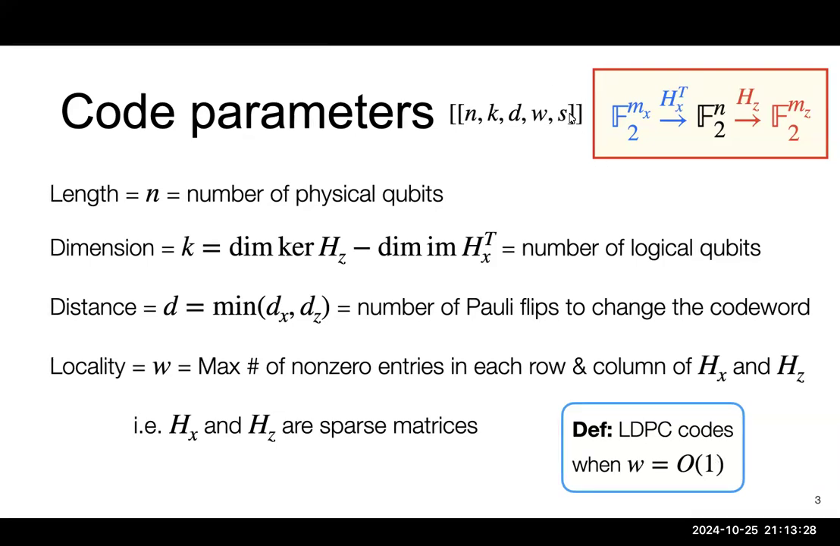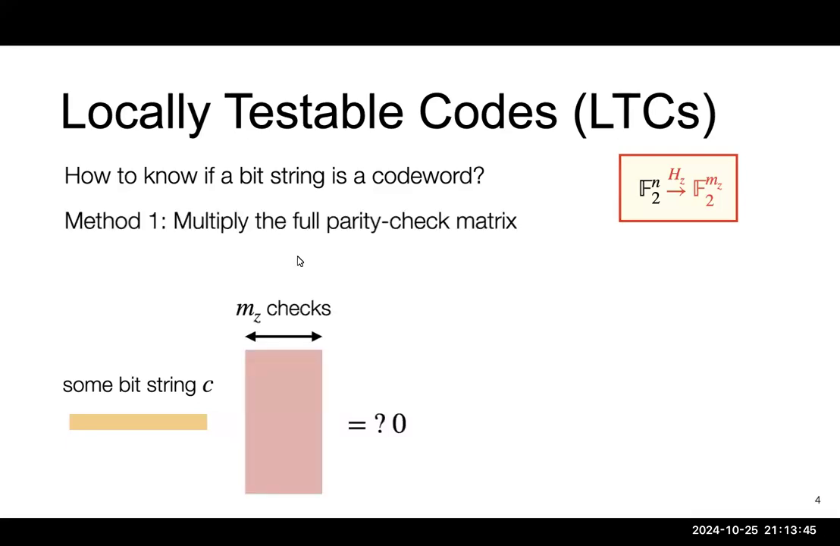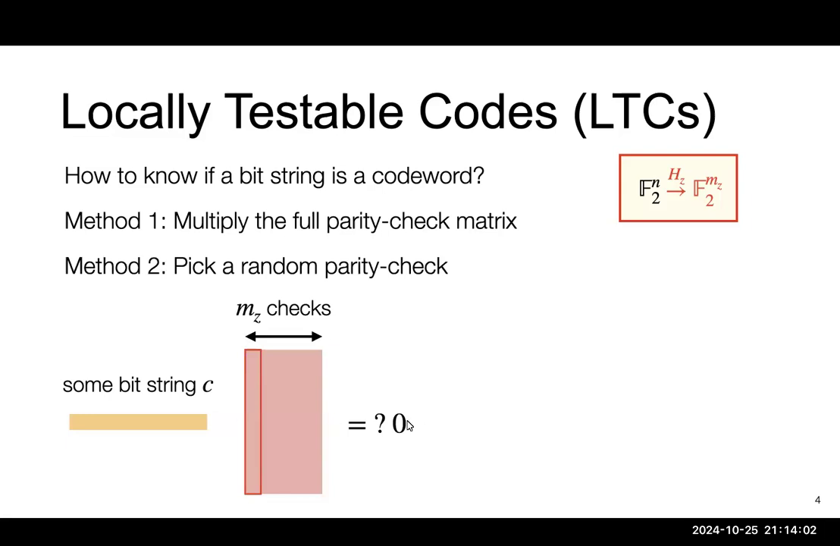We'll now talk about the last parameter, S. This is related to local testability. To motivate the definition, we ask, given a bit string, how do we know if it's a code word? One way is to multiply by the parity check matrix, and by definition, the result is zero if and only if C is a code word. Alternatively, you might say, maybe it's enough to just pick a random check. If it's a code word, then we know that it multiplies to zero. So maybe that's enough.